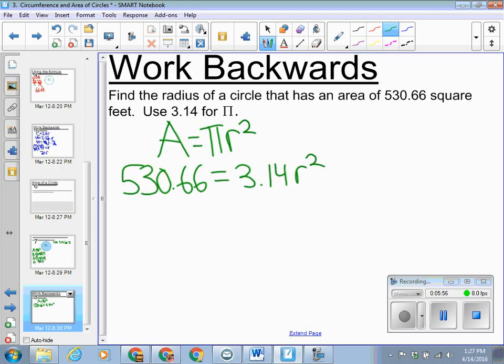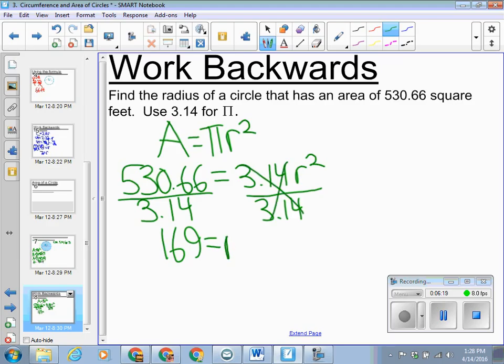So we've got to get r squared by itself, so we're going to divide both sides by 3.14. It's a 2-step equation. We've got to get the variable term by itself first. I'm using my calculator to figure out that the left side of the equation works down to 169. This part is gone. Left with r squared. And to undo squaring, we square root each side. Leaves us with 13 equal to r. So 13 feet is our radius.